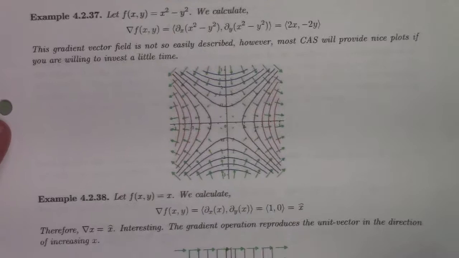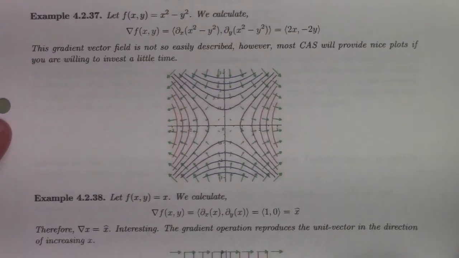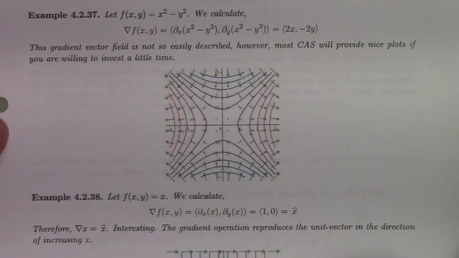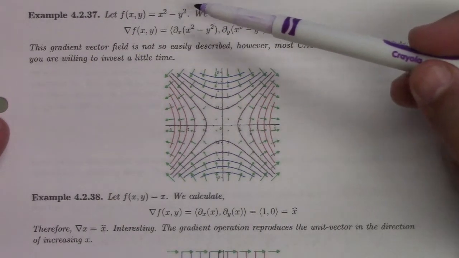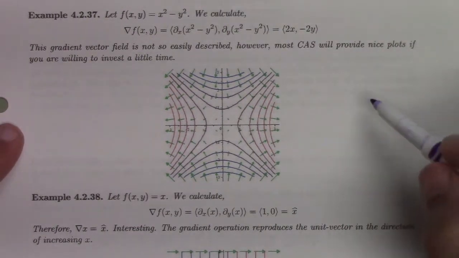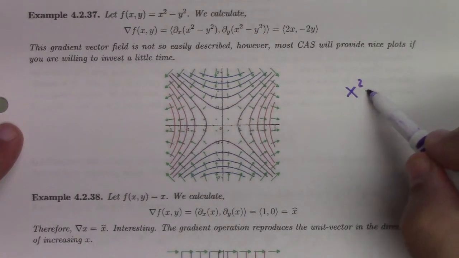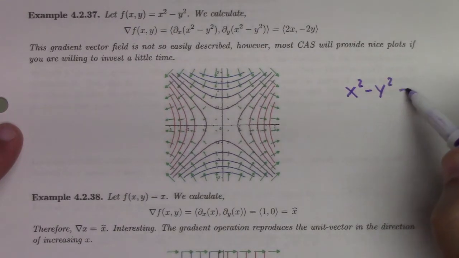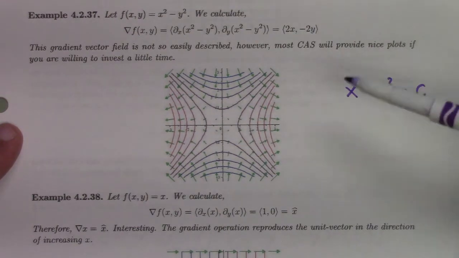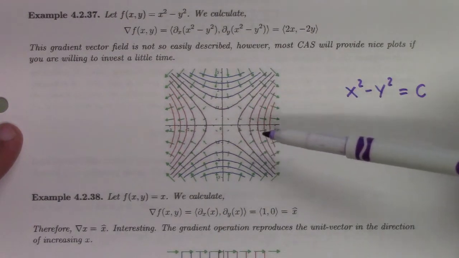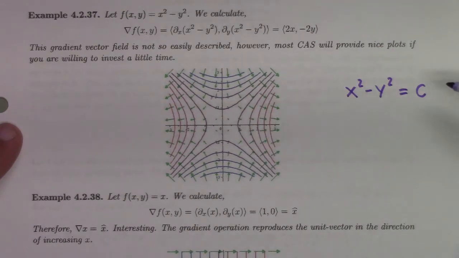Another example. Here's the gradient vector field for x squared minus y squared. So x squared minus y squared, if you set that equal to a constant, that gives you hyperbolas. So if c is positive or negative, we either get hyperbolas which open up or down or left or right, depending on the value of c. I'll let you figure out which one's which. Oh, fine, I'll figure it out.